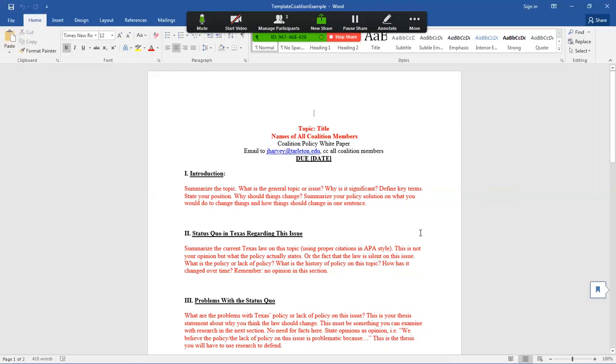You are telling me what you assume I don't know. Never assume any knowledge on behalf of the reader. They're reading your paper because they want to learn something. I'm reading your paper because I want to learn something. So I need you to define key terms for whatever your coalition is.